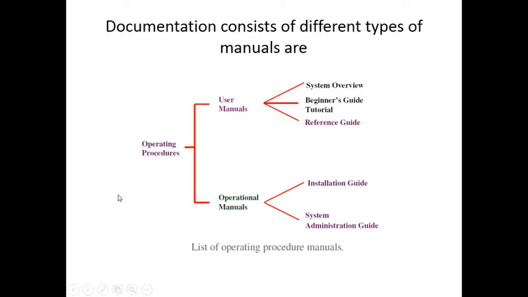Then what are operating procedures? Operating procedures are what is required in order to operate your software, right? The documents which are going to assist users in properly exploiting your software. So the first one is the user manuals, which consist of a system overview, a beginner's guide tutorial or the reference guide, while the operational manual consists of an installation guide and a system administration guide.